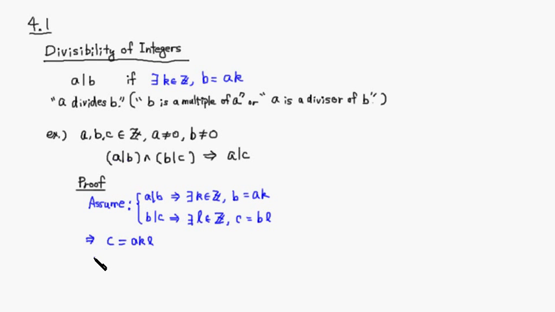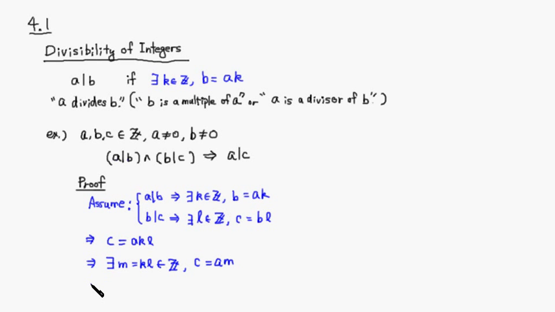So this implies that there exists some integer, I'm going to call M, but this integer is K times L. K is an integer, L is an integer, the product is still going to be an integer, such that C can be written as A times M.